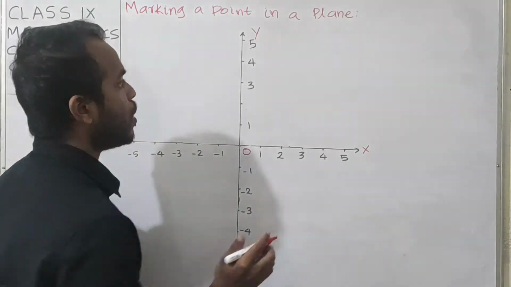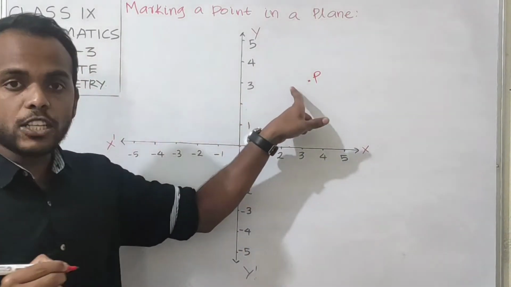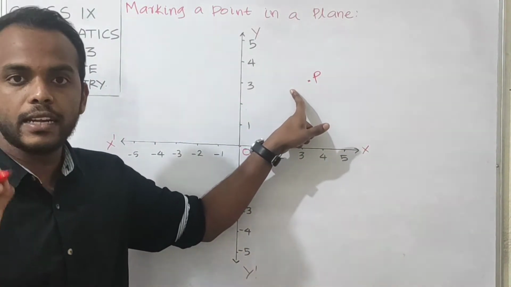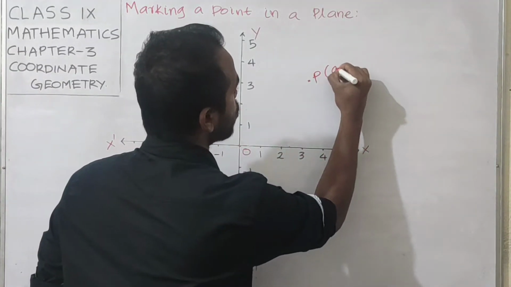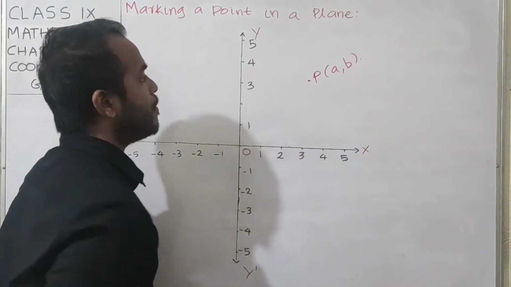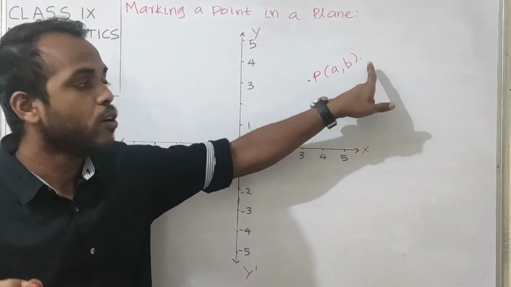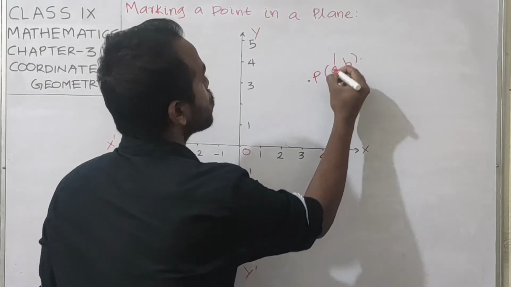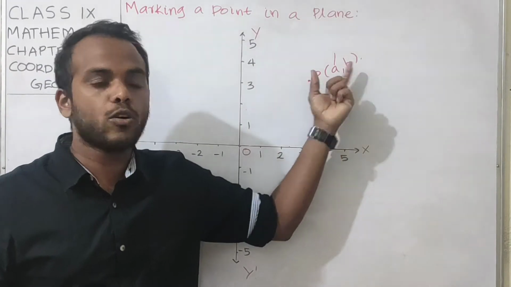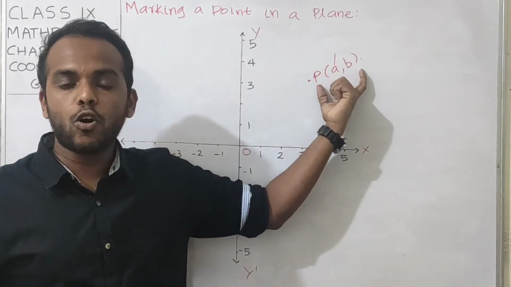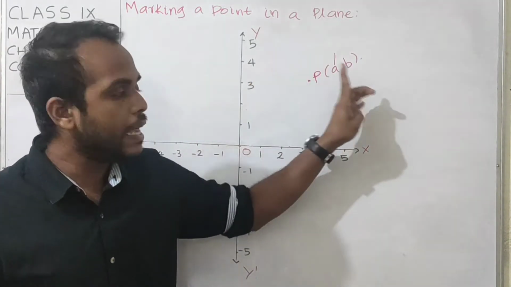If you have any doubt, please go back and see what an ordered pair is and make sure you understood it completely. Now I am going to mark a point P and its coordinates will be, listen to the term coordinate, we will see the definition of that. The coordinates of P, if it is A and B, then what does that mean? This ordered pair AB is called the coordinates of the point P.